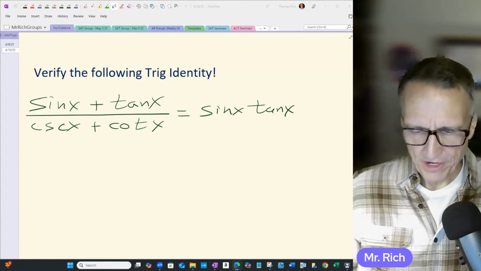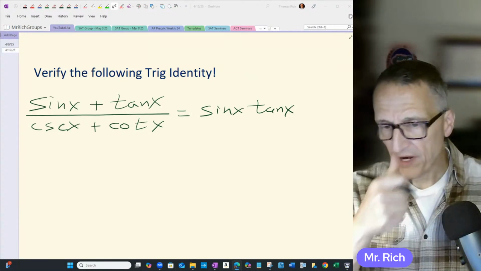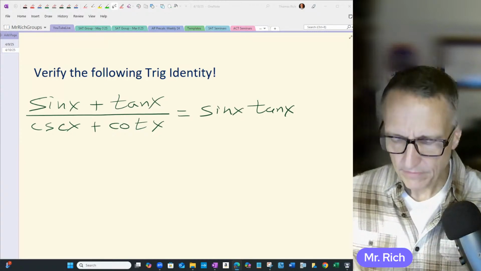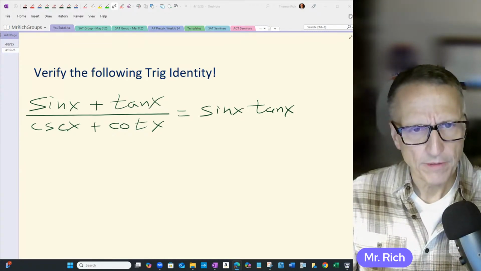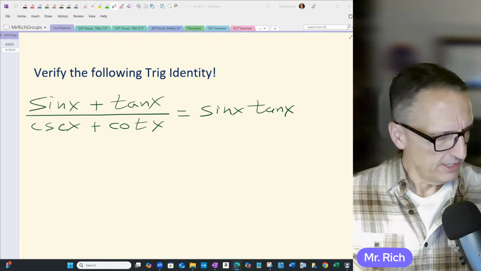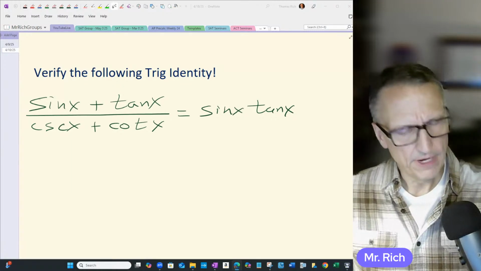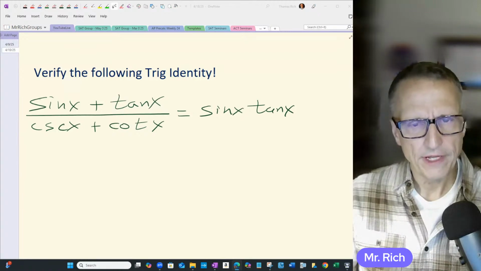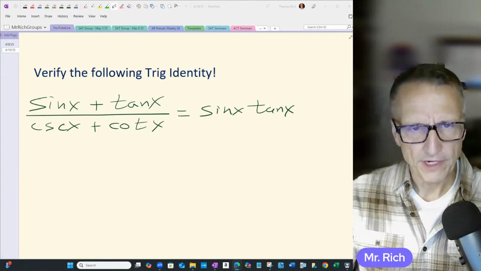Good morning, students. Today we're going to do just one problem for AP Precalc, and what I want to do is verify a trig identity. Here we've got a trig identity that could show up maybe on your AP exam in May. And verifying trig identities is where you're given an equation and you have to prove that the equation is true.